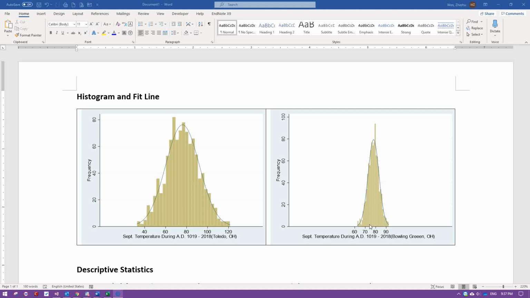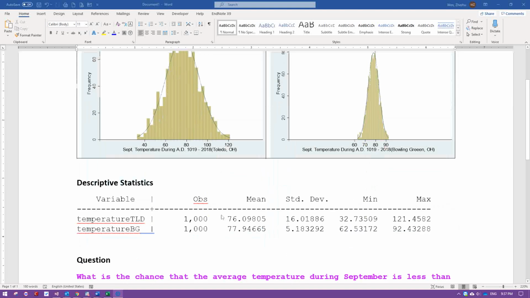What kind of information tells you that? Of course, visual inspection can tell you that, but we can rely on the standard deviation. Here, descriptive statistics shows you the same story. The average is 76, 77, almost 1 or 2 Fahrenheit difference here, and in terms of standard deviation, the difference is much bigger. Toledo is 3 times higher than Bowling Green.